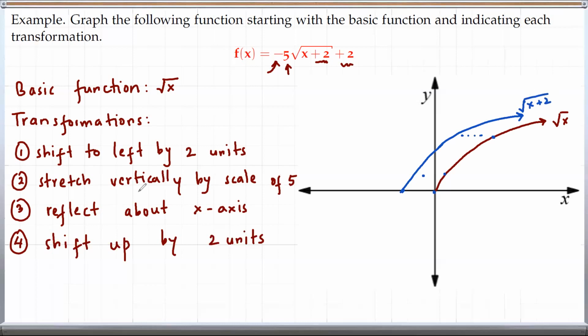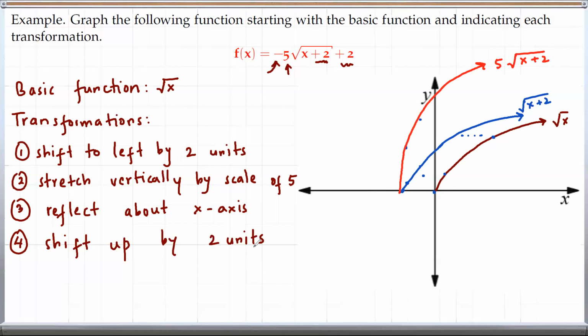Next, we have vertical stretching by a scale of 5. Each y value will be multiplied by 5. So this y value will go over here. This y value will go over here and so on. So I believe it will look like this. Okay, something like this. So this is the graph of 5 square root of (x plus 2).